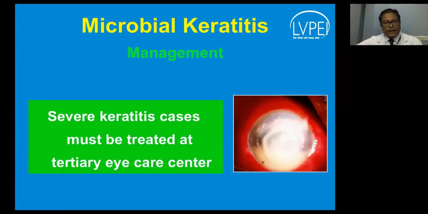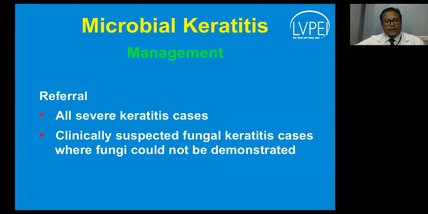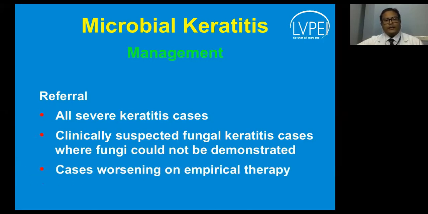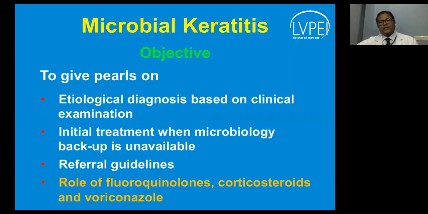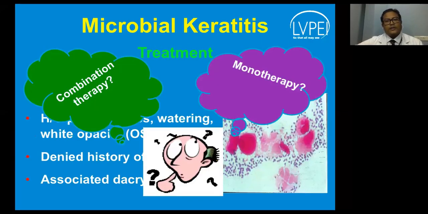So, what are the referral guidelines? All severe keratitis must be treated at a tertiary care center. All cases which are clinically suspected to be fungal keratitis and where you cannot find fungus in the smear or culture need to be referred. And where the cases are worsening on empirical therapy, you need to refer these cases. So what is the role of the newer generation drugs, such as the fluoroquinolones, corticosteroids, or voriconazole?